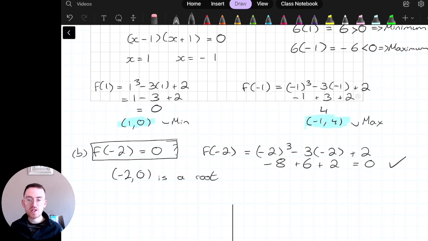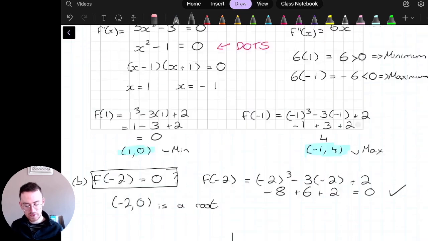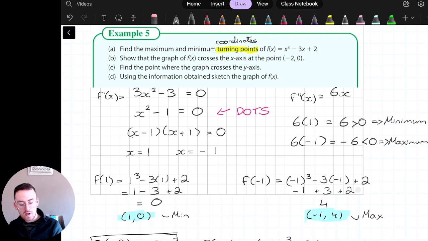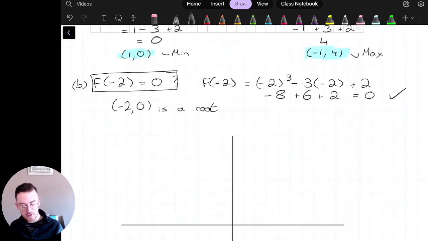Okay, (-2, 0) is a root of our function. Part C says find the point where the graph crosses the y-axis. So let's make a note for ourselves here. When it crosses the y-axis, x is equal to 0. So we're looking for f(0) for part C.